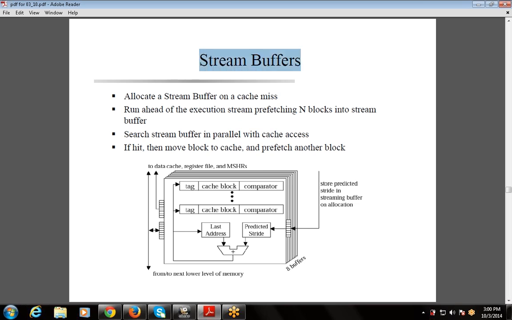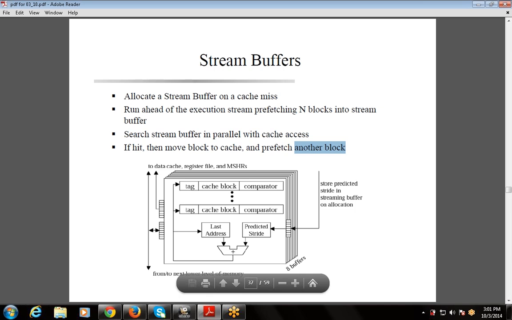Next, what is a stream buffer? Allocate a stream buffer on a cache miss. Then run ahead of the execution stream, prefetching blocks into the stream buffer. First of all, allocate a stream buffer on a cache miss. So if there is any miss, then allocate a stream buffer. Then read ahead of the execution stream, prefetching blocks into the stream buffer. Then search the stream buffer in parallel with the cache access. If there is a hit, then move the block to the cache and prefetch another block.